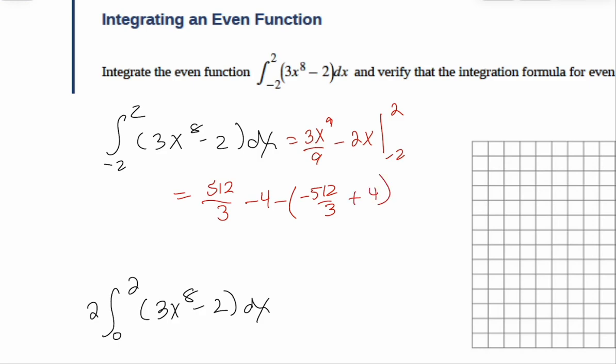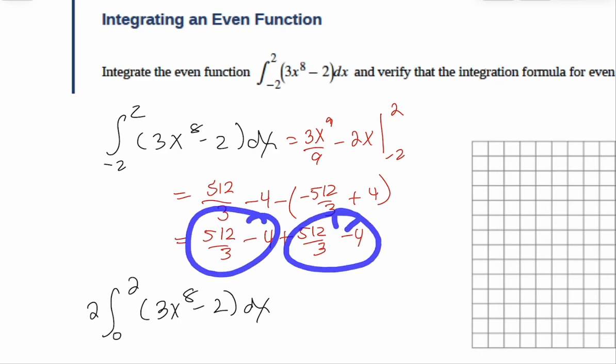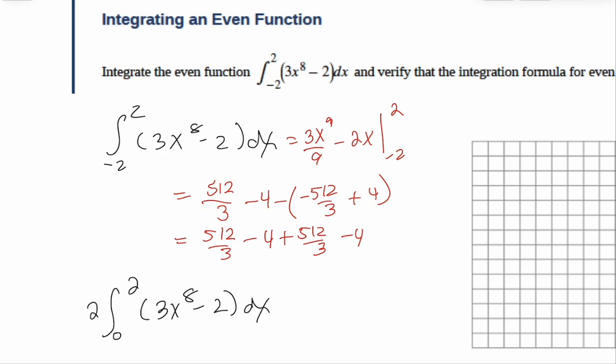And then when we distribute that in, look what happens. We get 512/3 minus 4 plus 512/3 minus 4. You see how these two things are a perfect match. We got double the area on both sides of 0. And so we get 1,000 thirds.